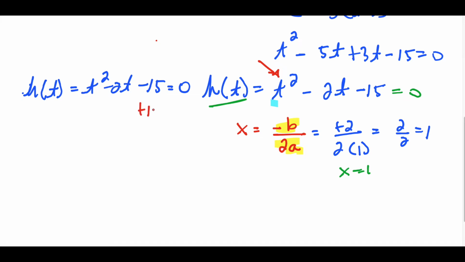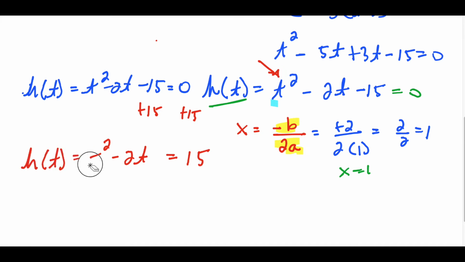So plus 15, plus 15. Then we're going to get t squared minus 2t equals 15. And then we still have h of t over here. Do you remember how to complete the square? Yes. How do you do that? It's like half of 2. Good. And then what do you do with that number?